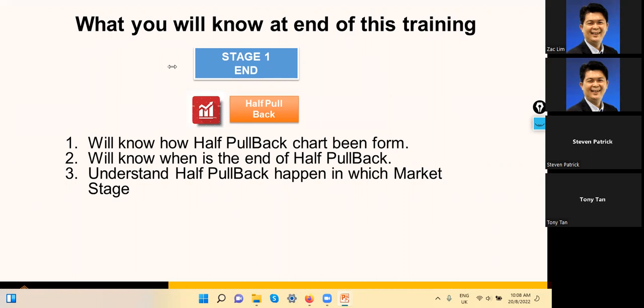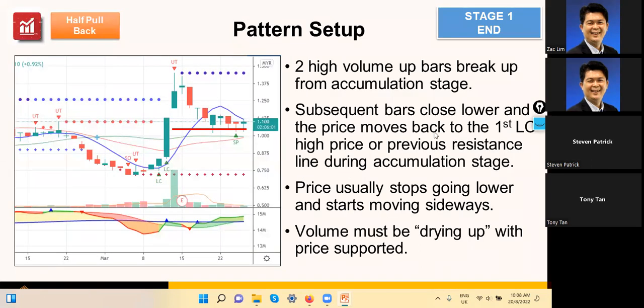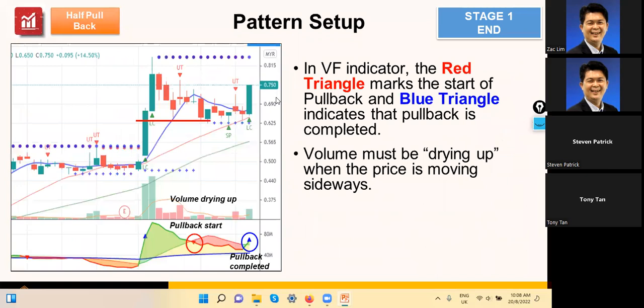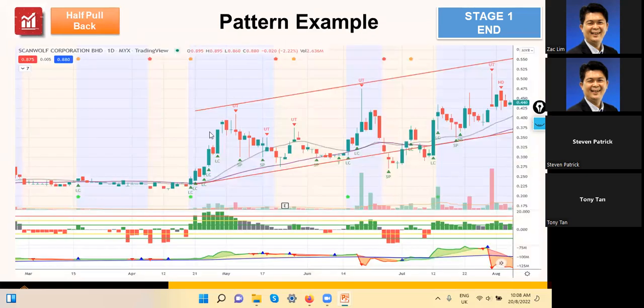So this one I put back here. And this is another pattern we call a half pullback. How to set it up, you can see in the notes and also see the video. I better concentrate on how you see the core, the stop.